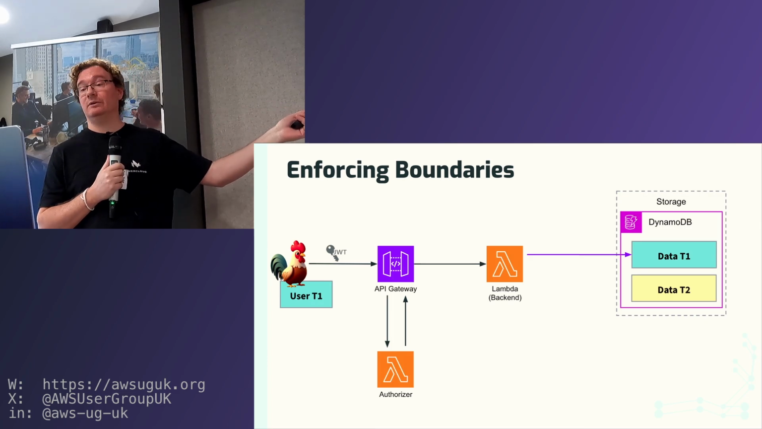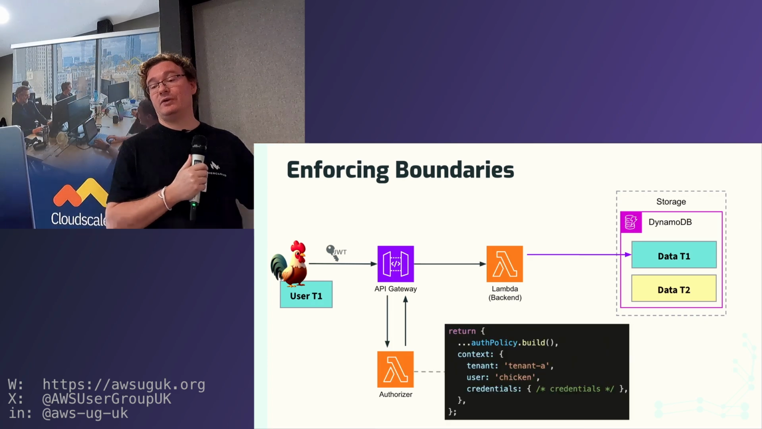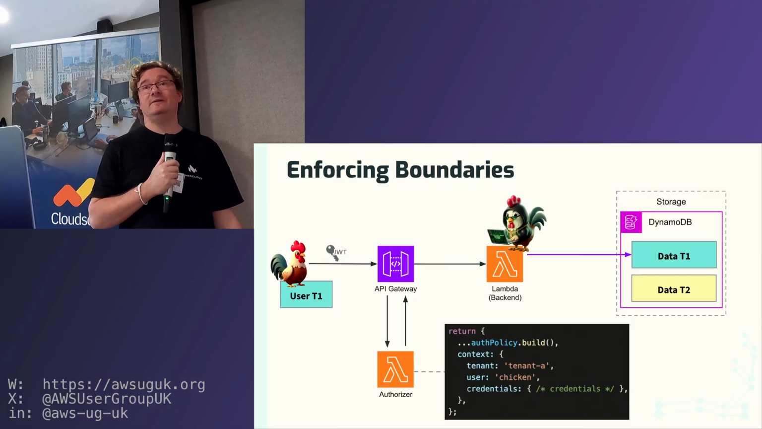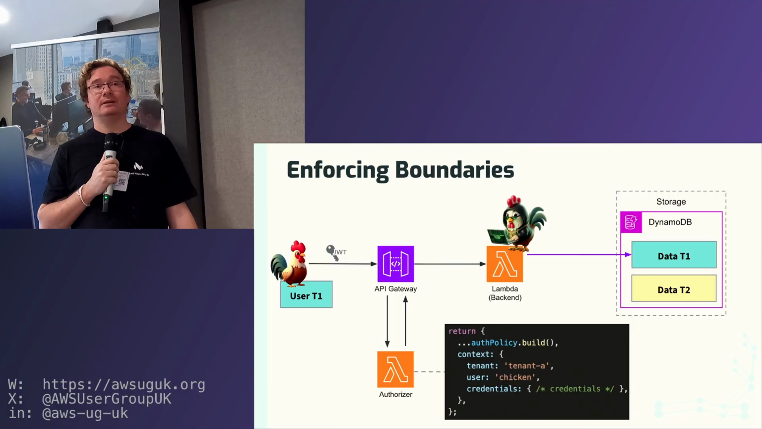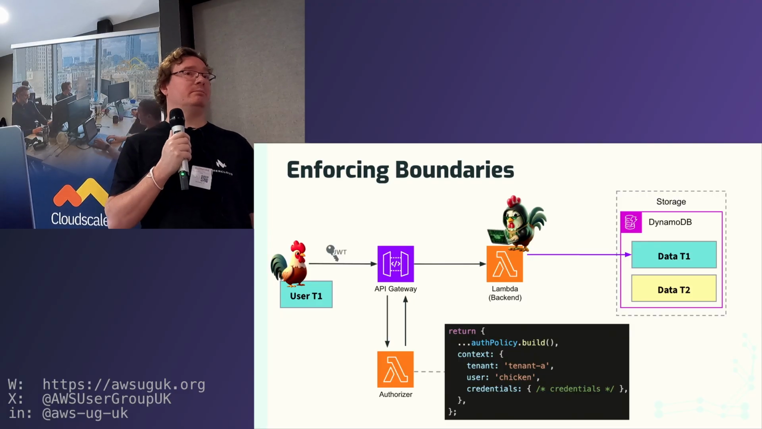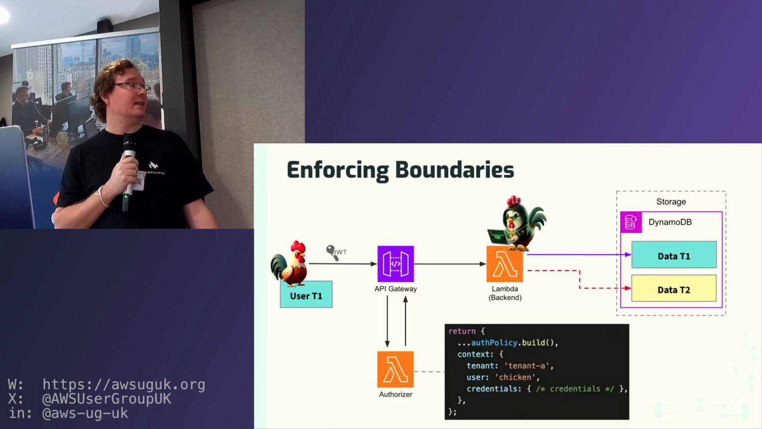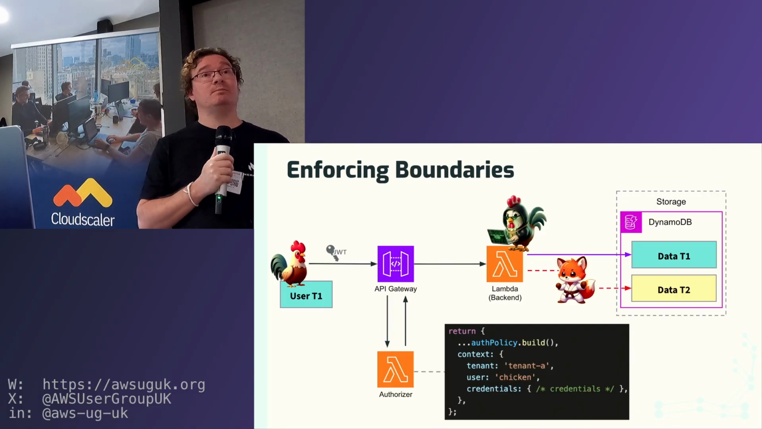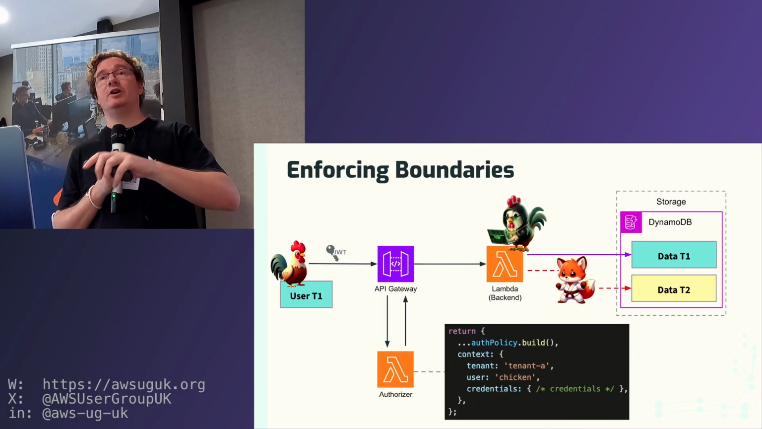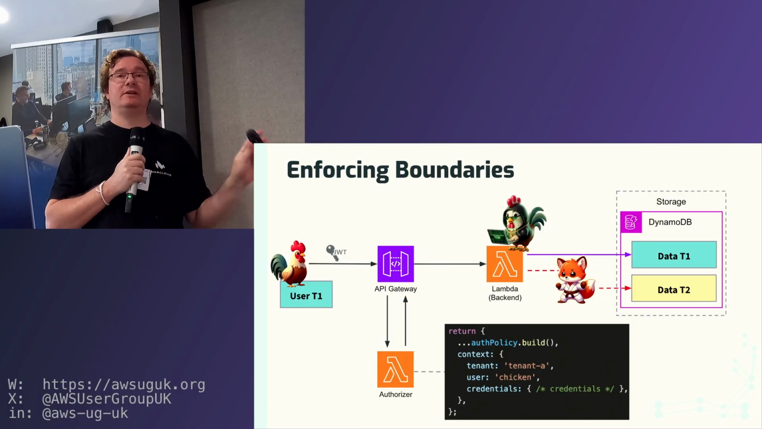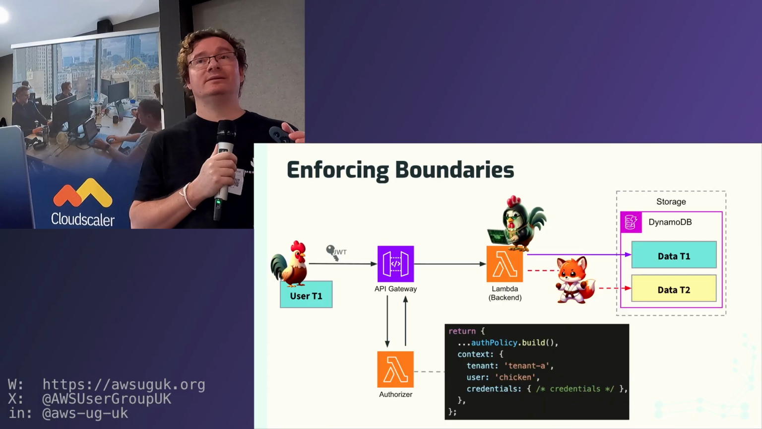So if we look again, the authorizer is setting those credentials on the context. If this gets manipulated by a bug or by any other means, and that request tries to access data from tenant 2, that's going to get blocked. The platform is going to ensure that. So it's no longer the responsibility of the Lambda to handle that scenario.